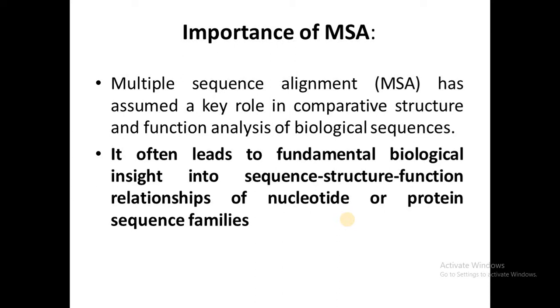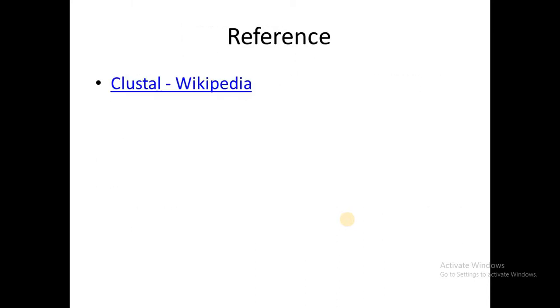Next is the importance of MSA, multiple sequence alignment. Multiple sequence alignment has assumed a key role in comparative structure and function analysis of biological sequences. It often leads to fundamental biological insight into the sequence structure function relationship of nucleotide or protein sequence families. So likewise here, we also have to do protein multiple sequences or nucleotide multiple sequences. That's all about the theory part of multiple sequence alignment.